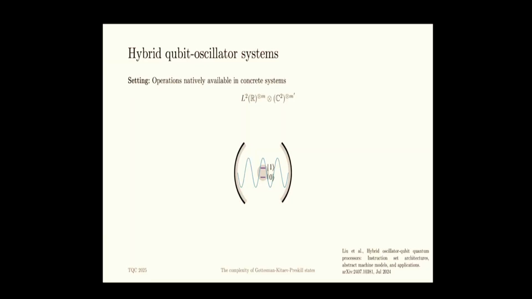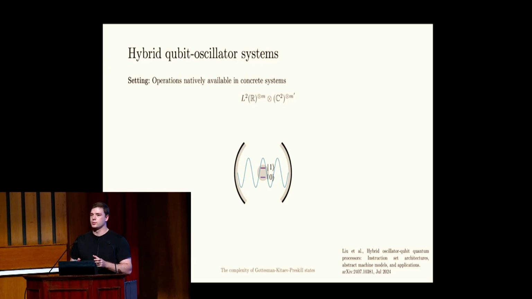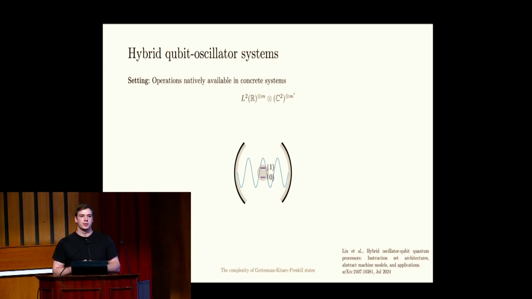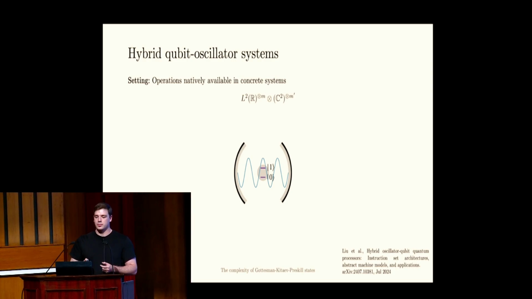In this talk, I want to show how we can translate this notion of state complexity to continuous variable systems, and also demonstrate some techniques for how we can bound the state complexity. To set the stage, the systems that we are considering are hybrid qubit oscillator systems, consisting of, let's say, m bosonic modes and m prime physical qubits. One of our goals was to identify operations which are natively available in concrete setups, such as superconducting circuits or trapped ions.